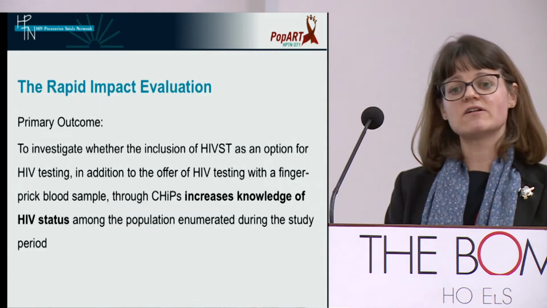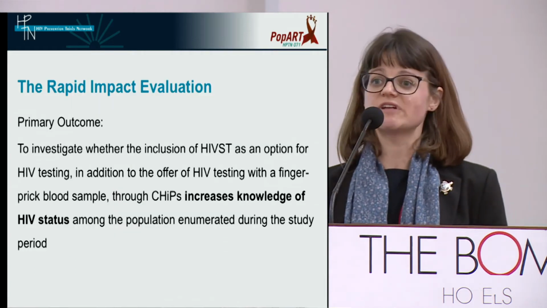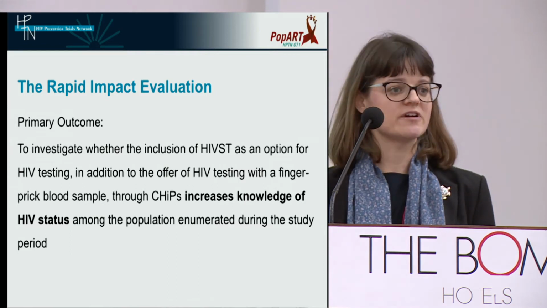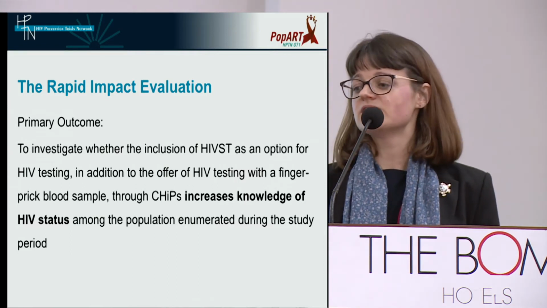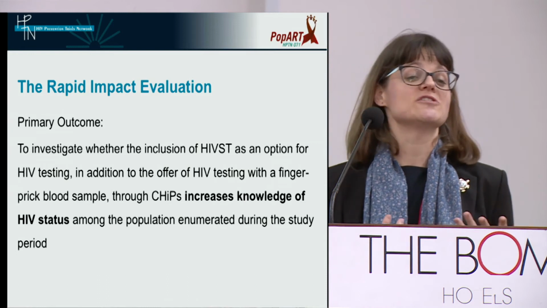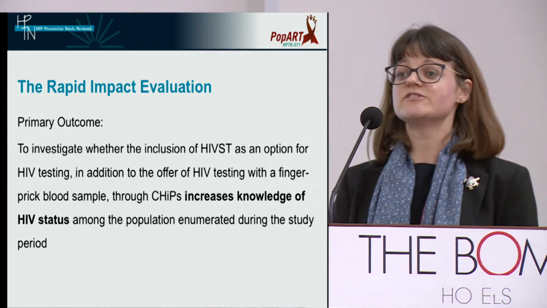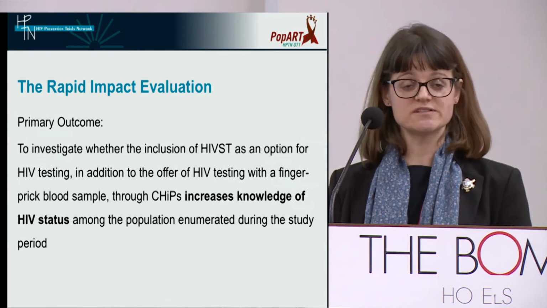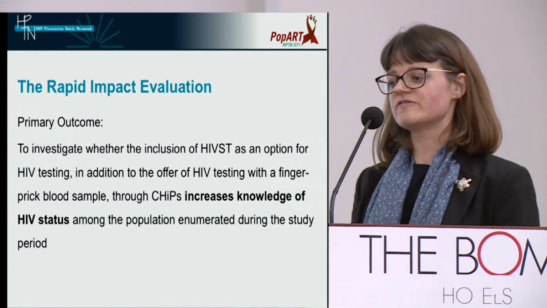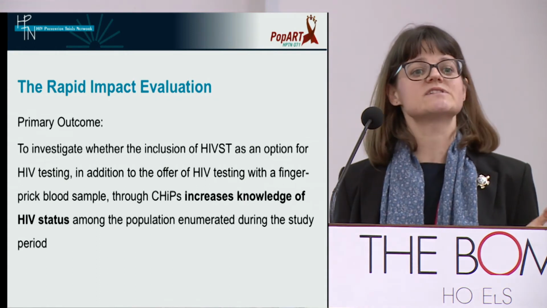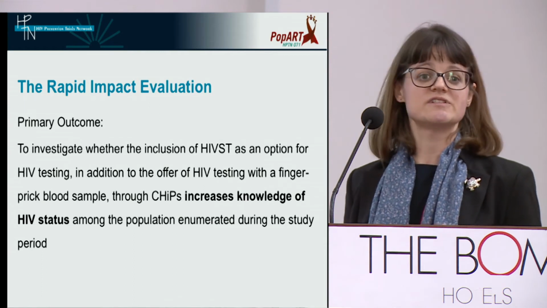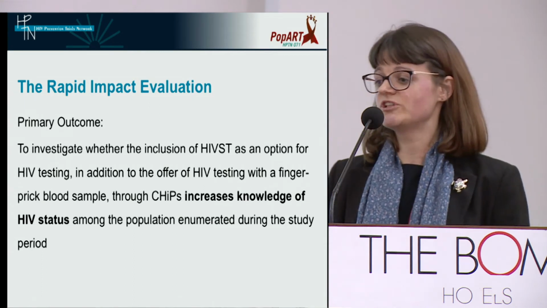Our primary outcome, what we hope to achieve through this intervention, is that more people will be aware of their HIV status. Our definition of knowledge of HIV status is either that an individual has told the CHIP that they're HIV positive, or they've accepted an offer of HIV testing. So we hope, obviously, that we'll see an increase in knowledge of HIV status in our self-testing communities.